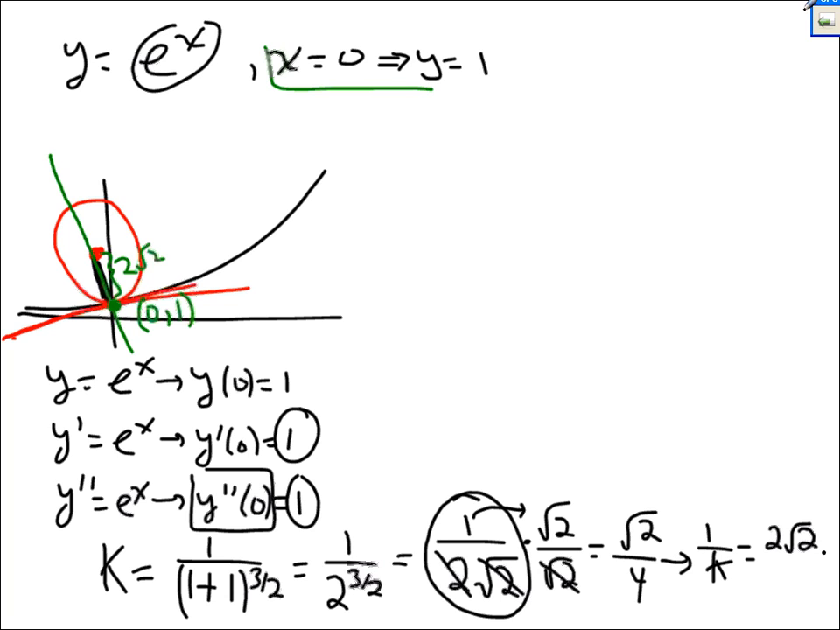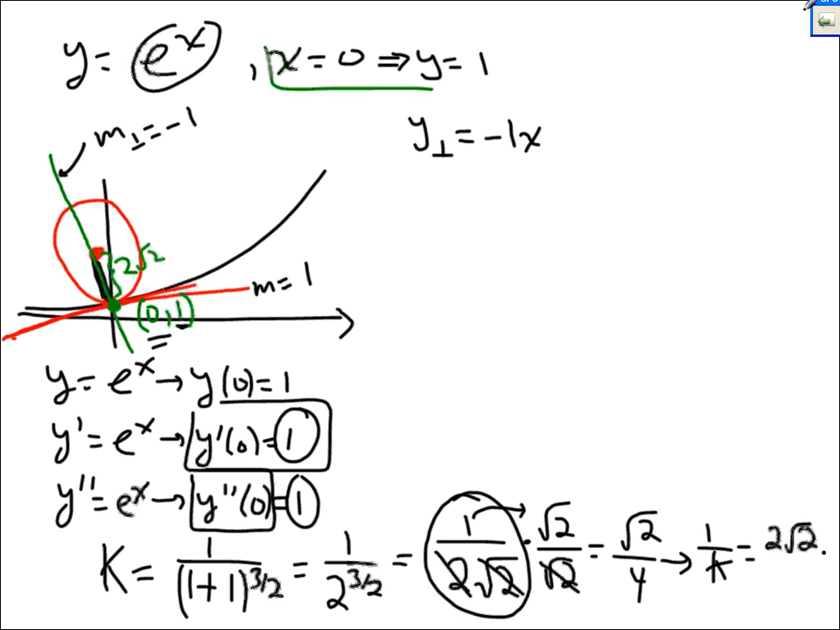Now, I know the slope of this line is 1. After all, y prime of 0 is 1. That tells me that the slope of the perpendicular line is -1. So I have a slope, I have a point. The equation of that green line, call it y perpendicular, is mx plus b. I actually have b. That green line crosses the y-axis at 1. So I have the equation of the line: y = -x + 1.